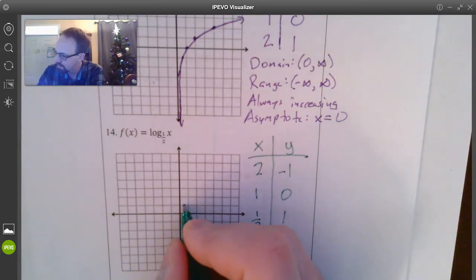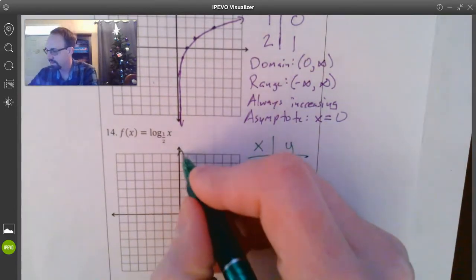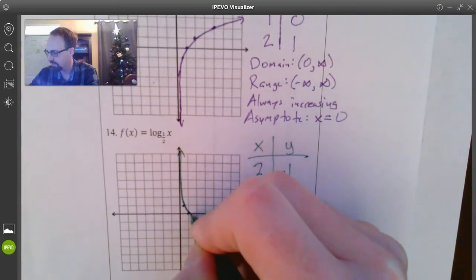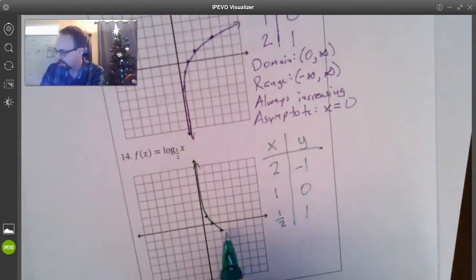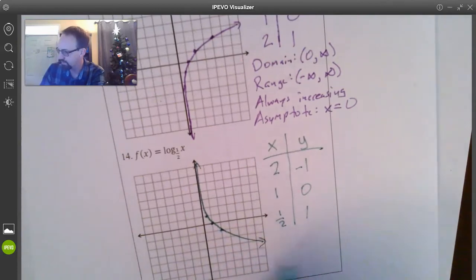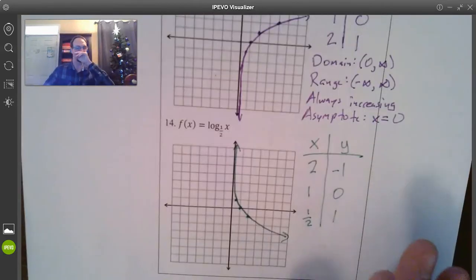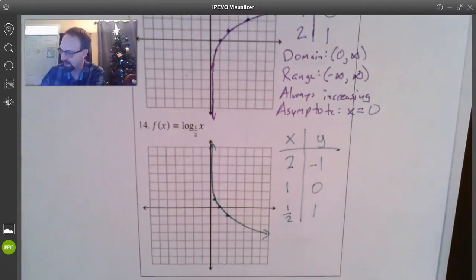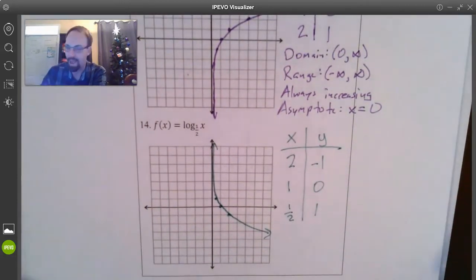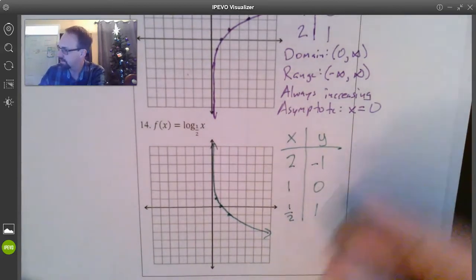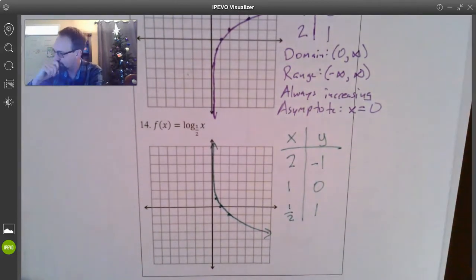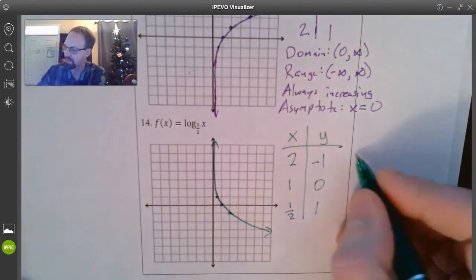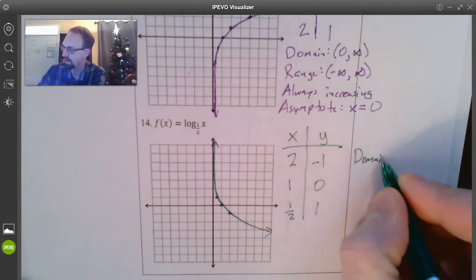And then you can see that when we take the reciprocal of our base here, what happens between these two is we just get a reflection. And this is a reflection across the x-axis. So here what we have is the domain, the range is the same, the asymptote is the same. The only thing that's different is that it's always decreasing now instead.